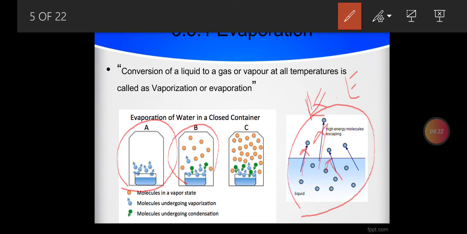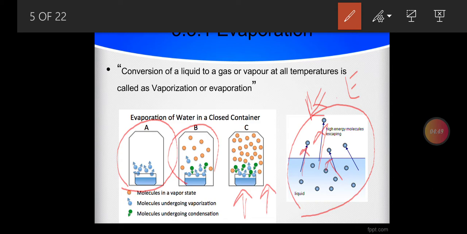With the passage of time, if you keep on heating the liquid, the number of molecules that have been converted to vapors increases. So it means that if you increase temperature, the rate of evaporation also increases. As you can see in C, enough vapors have been collected.